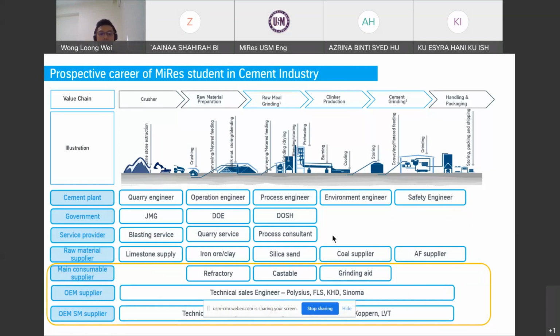And in the bottom are some of the multinational companies that you have the opportunity to explore. So here I list out the main ones regarding the refractory, the castable, and the grinding aids. These are, I would say, a major industry whereby a lot of mineral resource students have a lot of experience and exposure and potential to work as one of the main suppliers for the cement industry. And for myself, I'm now working as an OEM supplier for the cement plants.